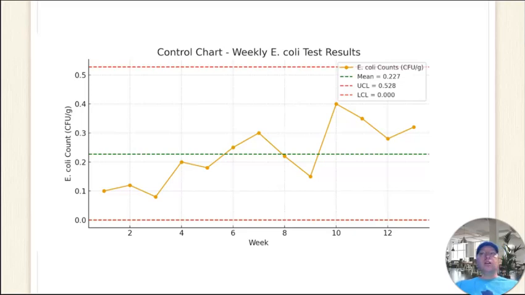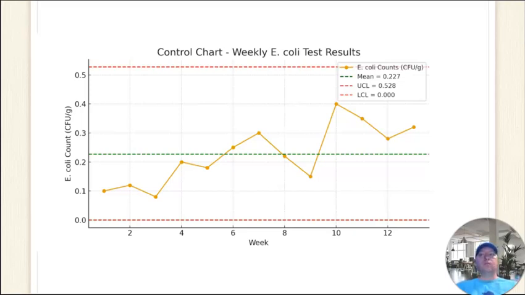As you can see in this chart, you have the upper control limit, which is the UCL there, and you have the lower control limit, the LCL, and the average, which is the green line there, or the mean. And then you have the E. coli counts, CFU as colony forming units, in the yellow line there. And this example was, like I said, weekly.